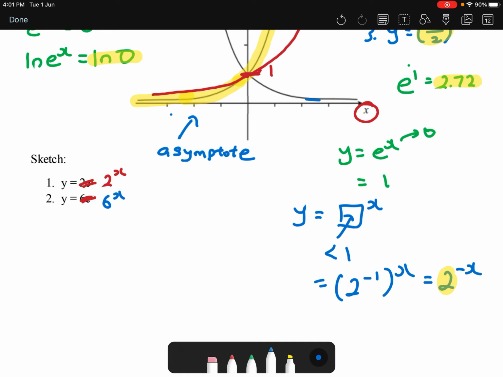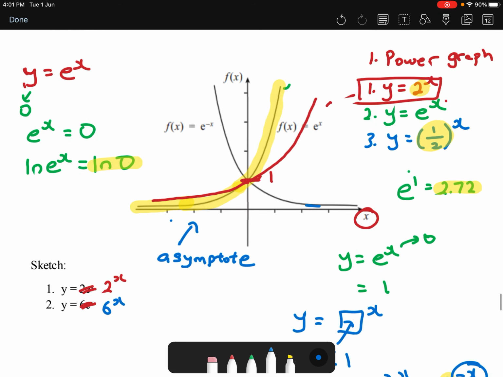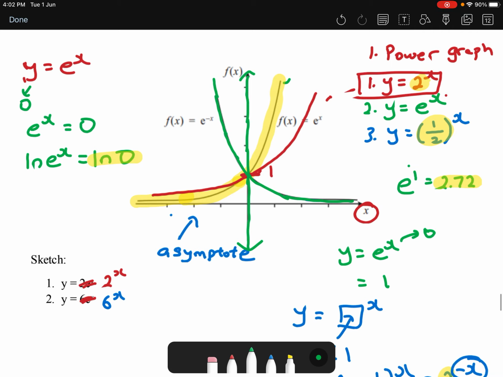So if I have some number to the power of negative x, you simply reflect about your y-axis. The y-axis is like your so-called mirror. So this will be your half to the power of negative x, or e to the power of negative x. Now let me sketch some more power graphs.